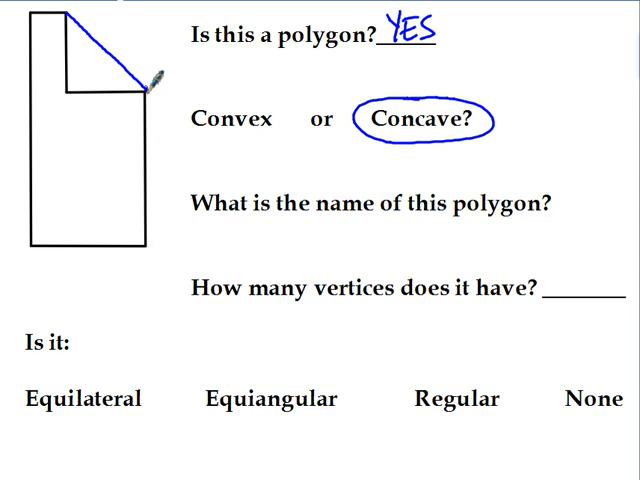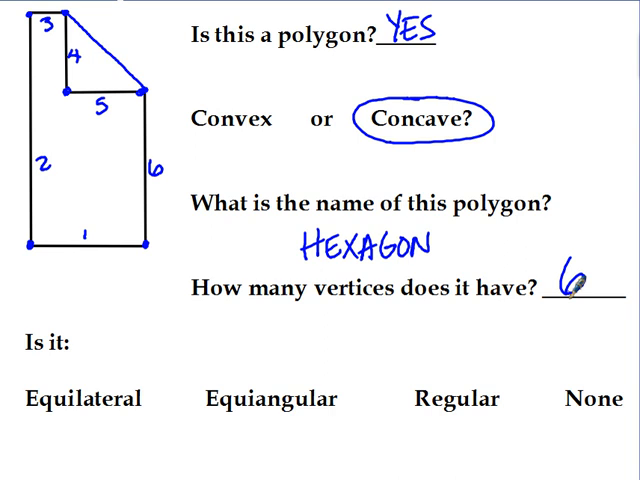What's the name of this polygon? Well, I'm going to name it by how many sides it has. So 1, 2, 3, 4, 5, 6 sides makes it a hexagon. How many vertices does it have? That means how many corners. So 1, 2, 3, 4, 5, it's also 6. And then we have to answer the bottom question.